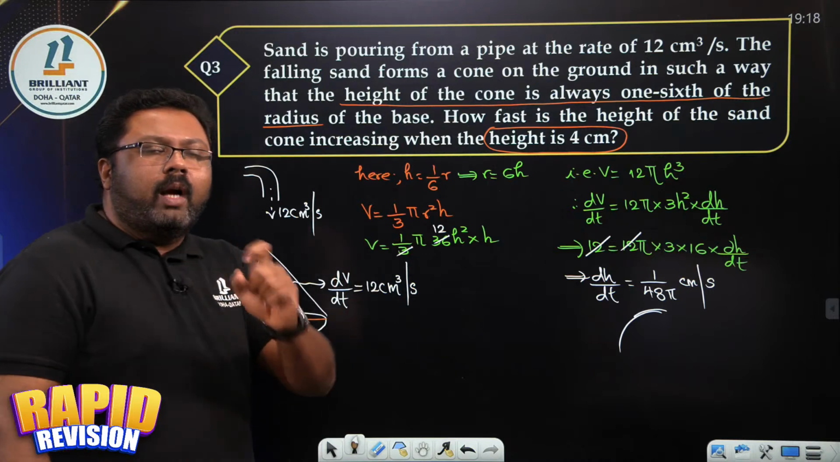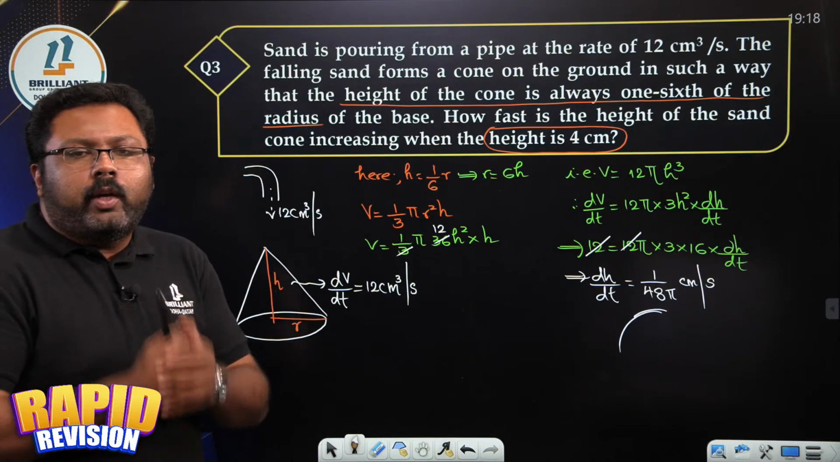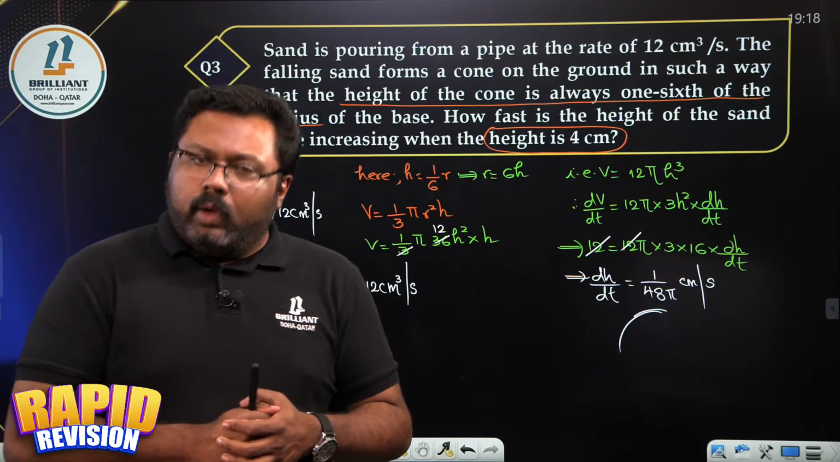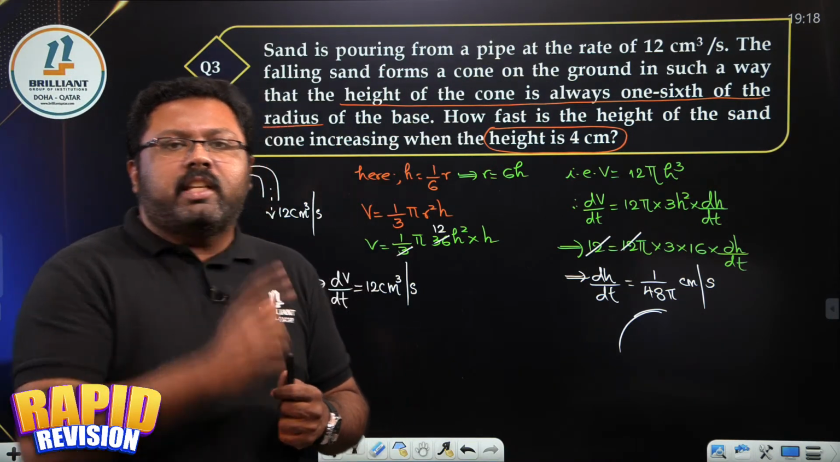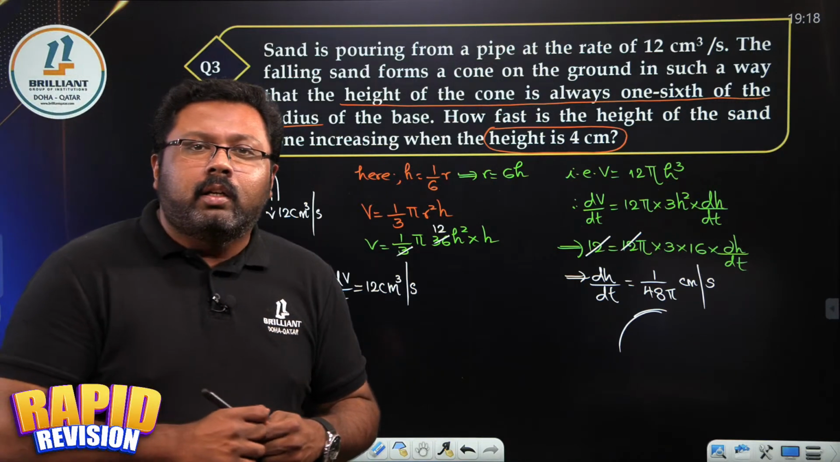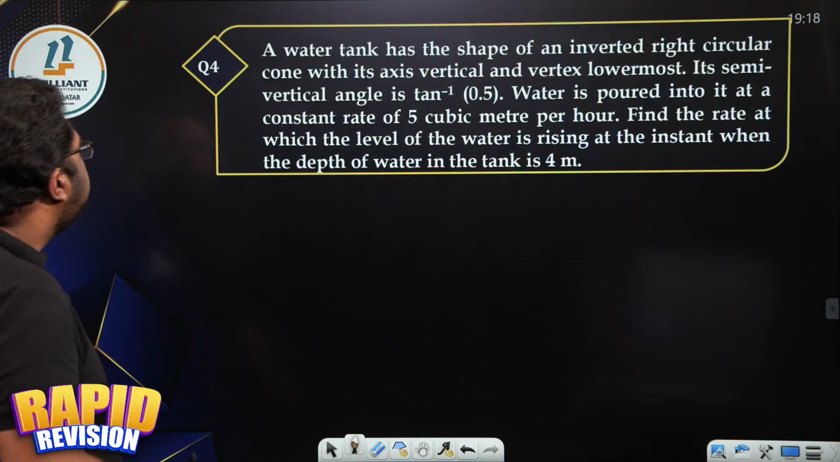Please keep in mind one very important thing. When you're trying to change the measure of a quantity in AOD chapter, the expression can have only one unknown variable. Only one unknown variable.